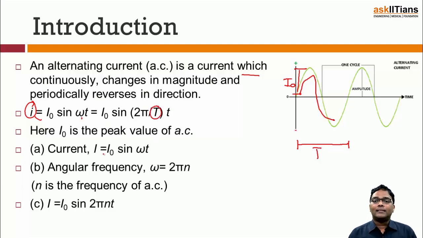Omega is nothing but the angular frequency. So we define omega as 2 pi divided by capital T. So omega into t is 2 pi divided by capital T into the time. Here I naught is nothing but the peak value of alternating current. So current, we define it as I equals I naught sine omega t. Omega is equal to 2 pi n. N stands for frequency, that is how many times the current is changing its direction and magnitude.